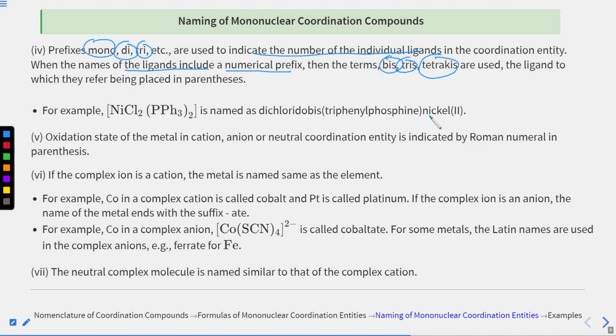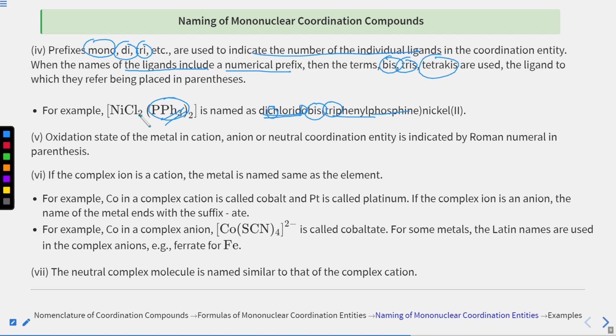Here we know that its name is triphenyl phosphine. So this is triphenyl phosphine. It already has a tri in the starting. So for that, since there are two such triphenyl phosphine present, we'll write it as bis. Then inside the bracket we'll write triphenyl phosphine. Now, since C comes first, we first write the chlorine, that is dichlorido.